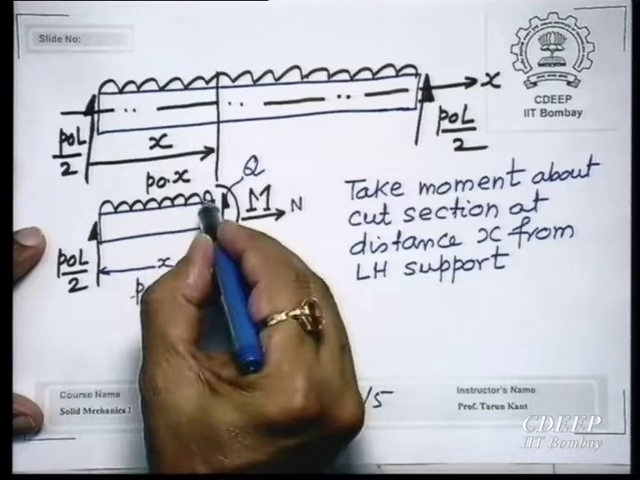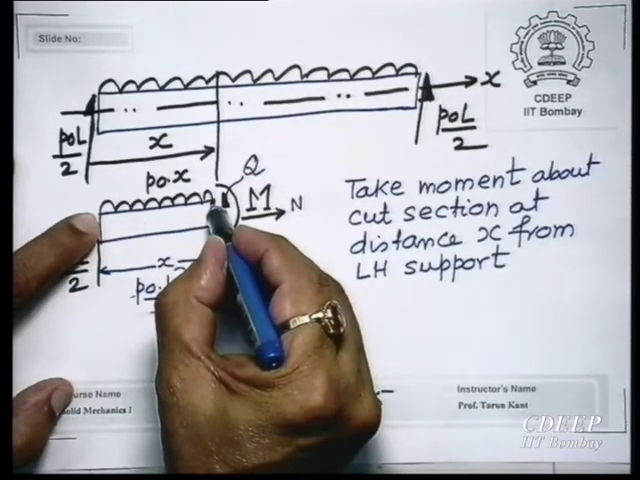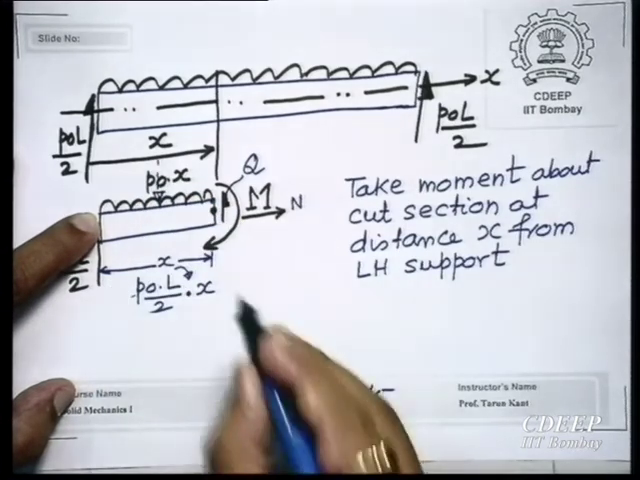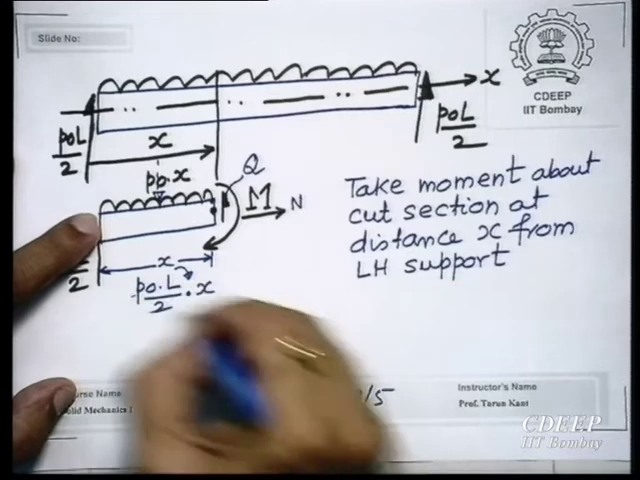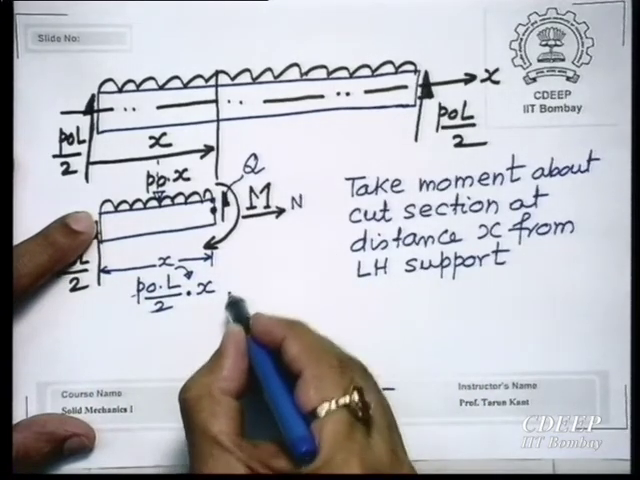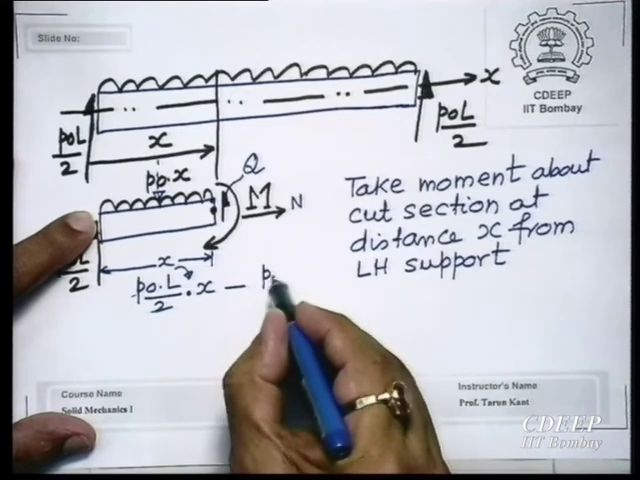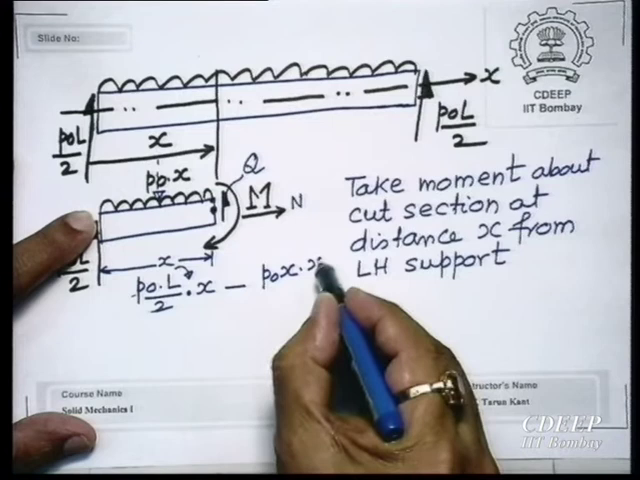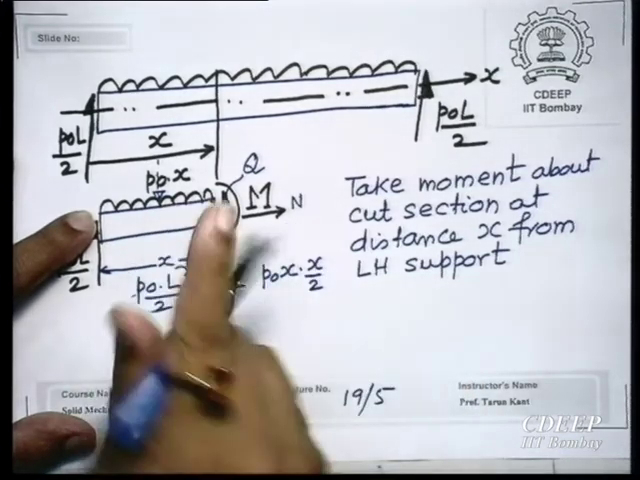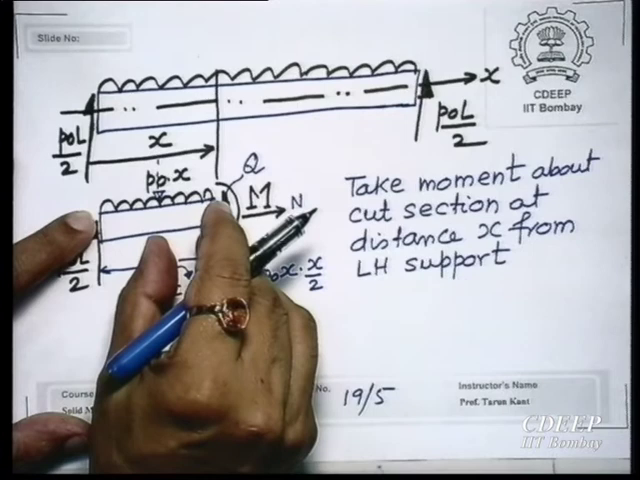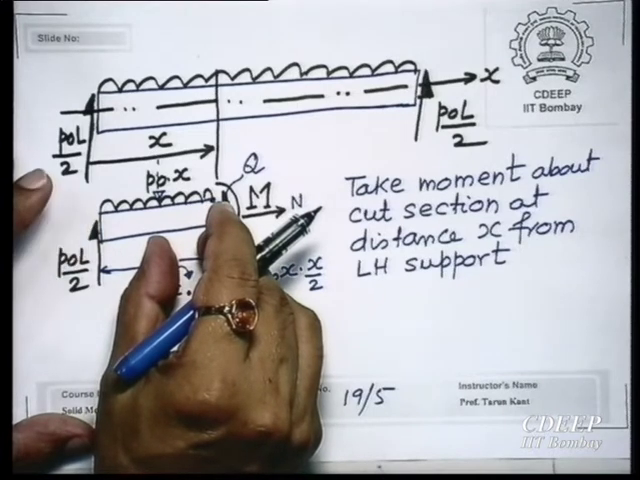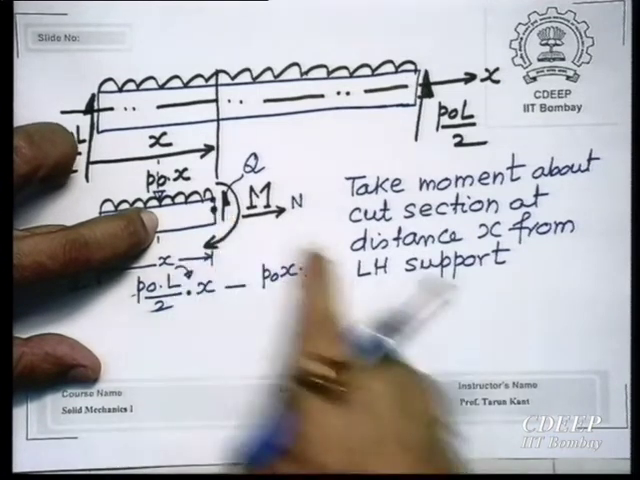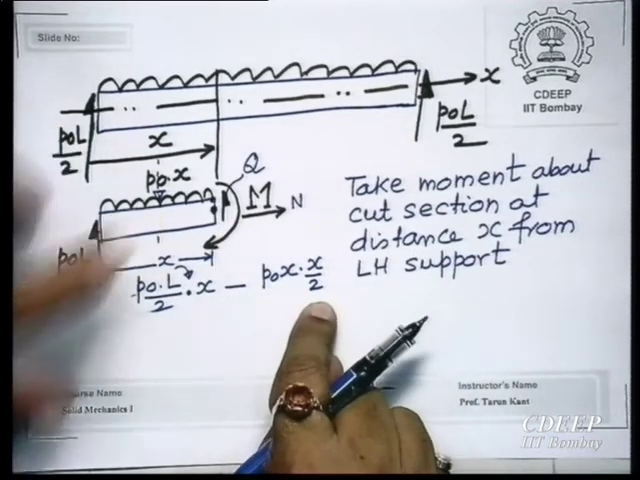At P naught at x by 2. This is a UDL, so the center of gravity of this load is here. So that will be minus, so minus P naught x is the load multiplied by x by 2. This distance, the lever arm, is x by 2, half of this. Is it clear? Lever arm from this point to the centroid is x by 2. So this is P naught x, x by 2.